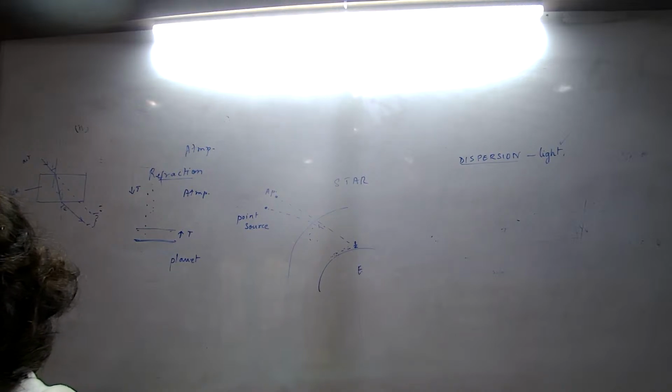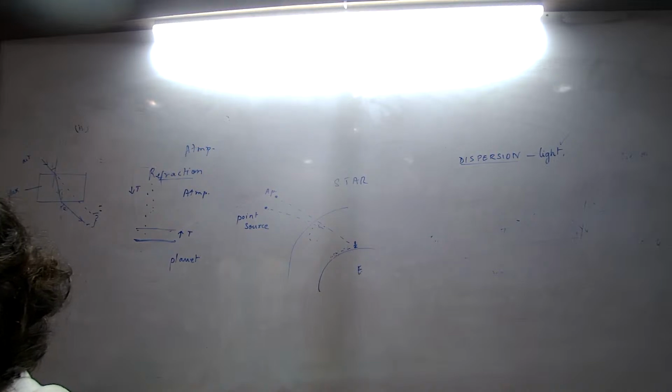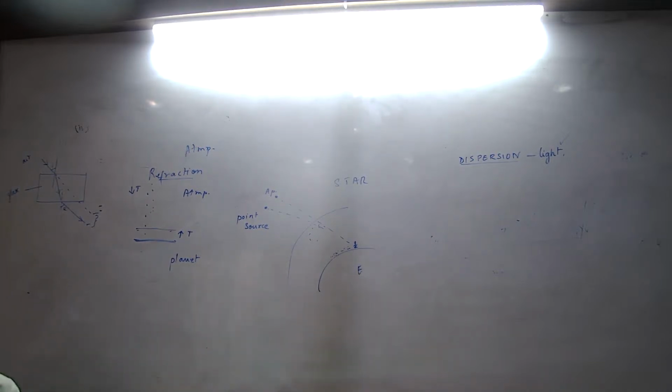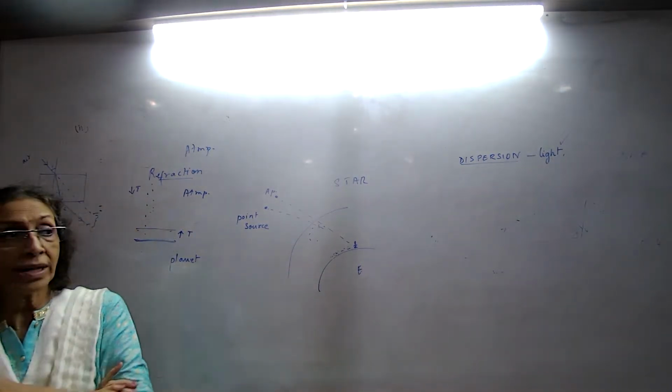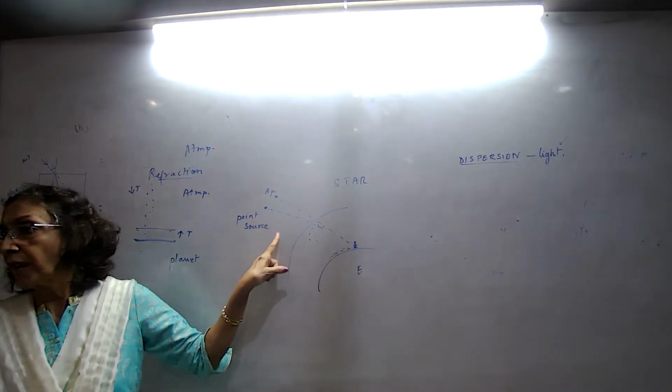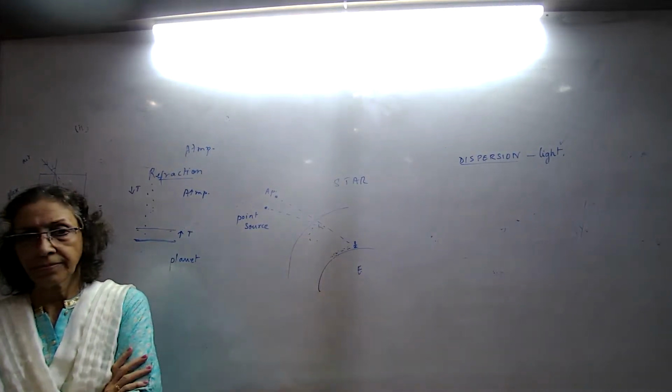The starlight, on entering the Earth's atmosphere, undergoes refraction continuously before it reaches the Earth. The atmospheric refraction occurs in a medium of gradually changing refractive index. Underline this: gradually changing refractive index. See here, the refractive index keeps on changing.